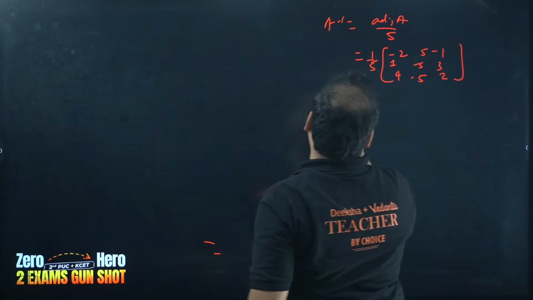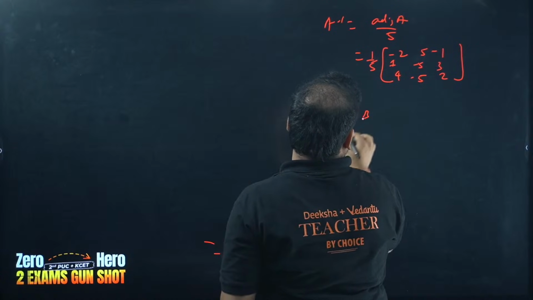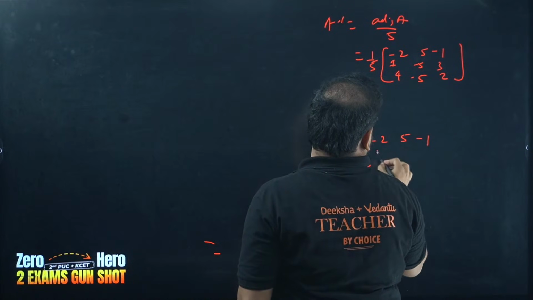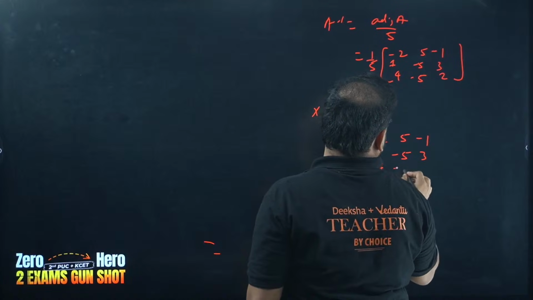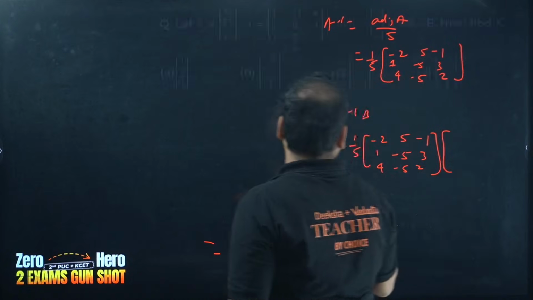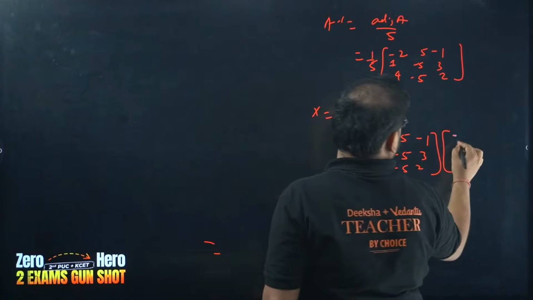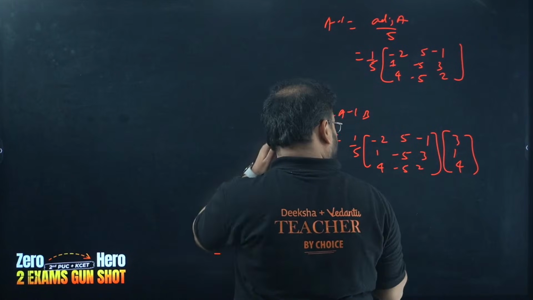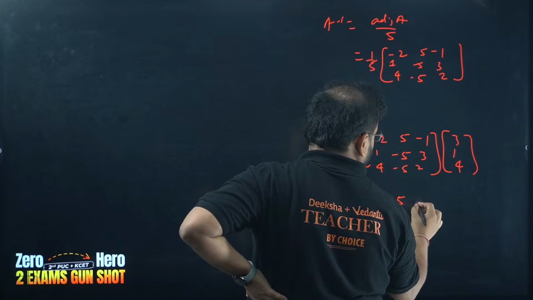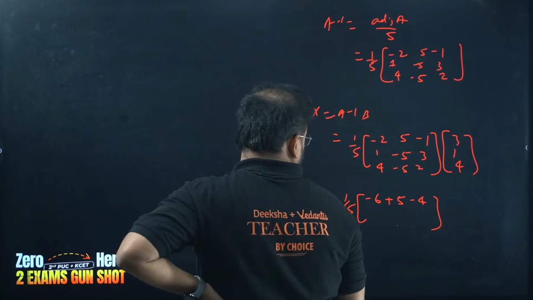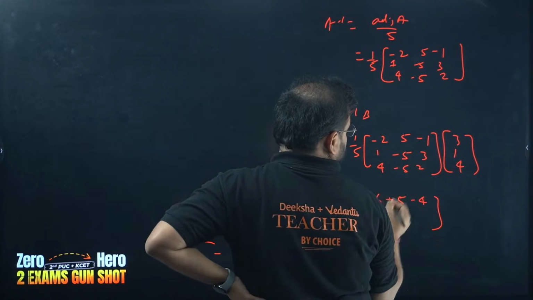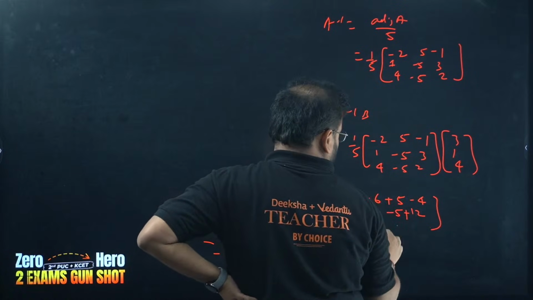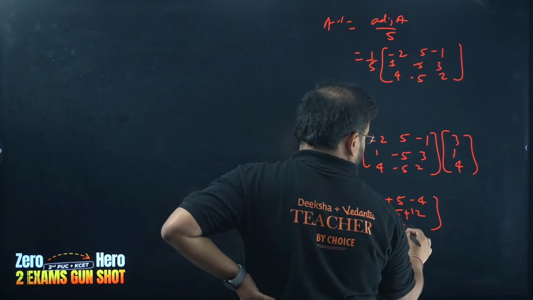Now to find the value of x, you're going to multiply A inverse with B. So you get 1 by 5, minus 2, 5 and minus 1, 1 minus 5 and 3, and 4 minus 5 and 2 with the B matrix, that is 3, 1, 4. Check this out. 1 by 5. So we get minus 6, 5, minus 6 plus 5 and minus 4. The first one. Next is 3 minus 5 and 12, plus 12, and 12 minus 5 and plus 8.